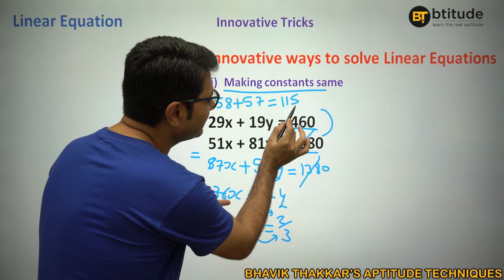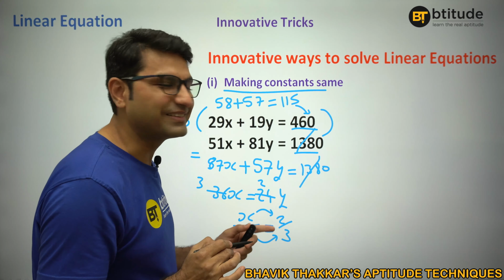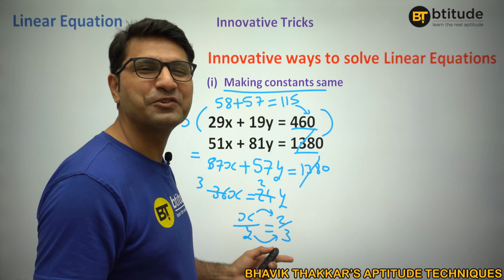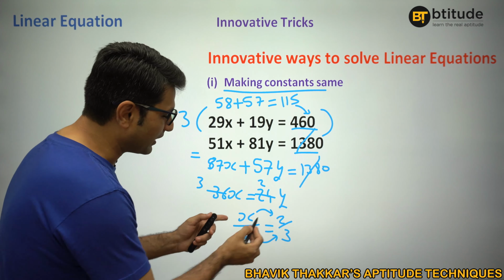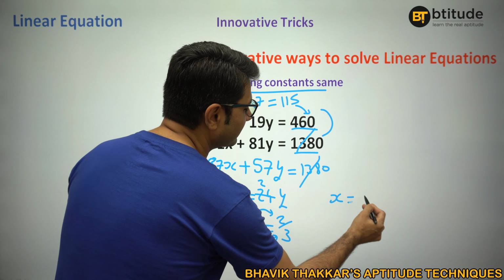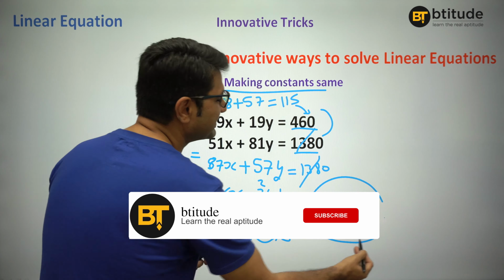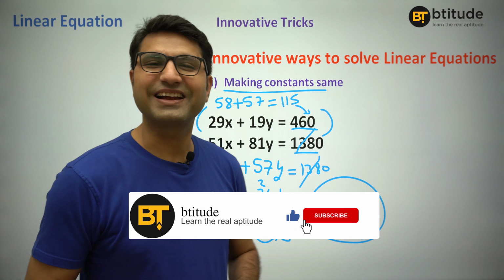But the actual total is exactly 4 times, as you can see. It's not 115, it is 460. Exactly 4 times. There you go, you got your answers. Exactly 4 times, 2 into 4, so x is 8, 3 into 4, y is 12. There you go. As simple as that.